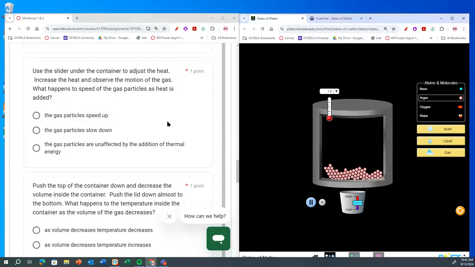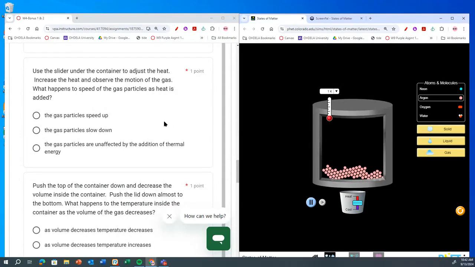Use the slider under the container to adjust the heat, increase the heat to observe the motion of the gas. What happens to the speed of the gas particles as you heat them up? So here's the gas. Okay. So the particles speed up or slow down here.